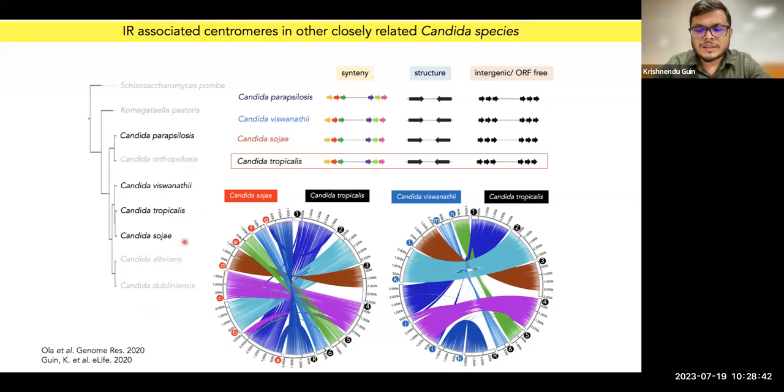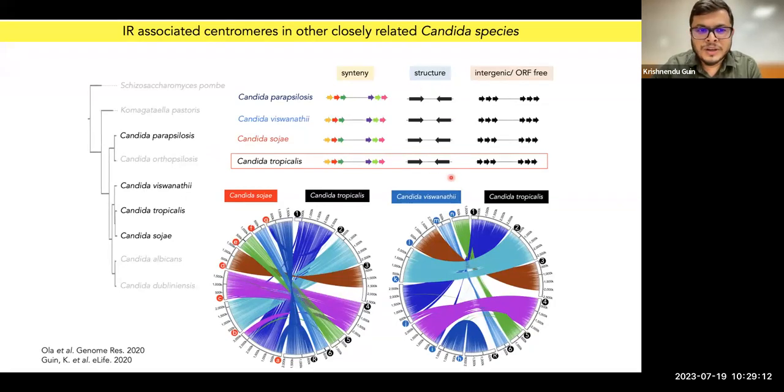So we analyzed the DNA sequence of predicted centromeres from Candida parapsilosis, viswanathii, tropicalis, and sojae. And I should also mention here that while we were doing this work, the work from Geraldine Butler's lab showed that the centromeres from Candida parapsilosis are indeed the loci that we also found by this sequence analysis. They did the deep sequencing for kinetochore proteins, so that validates the observation that we had.